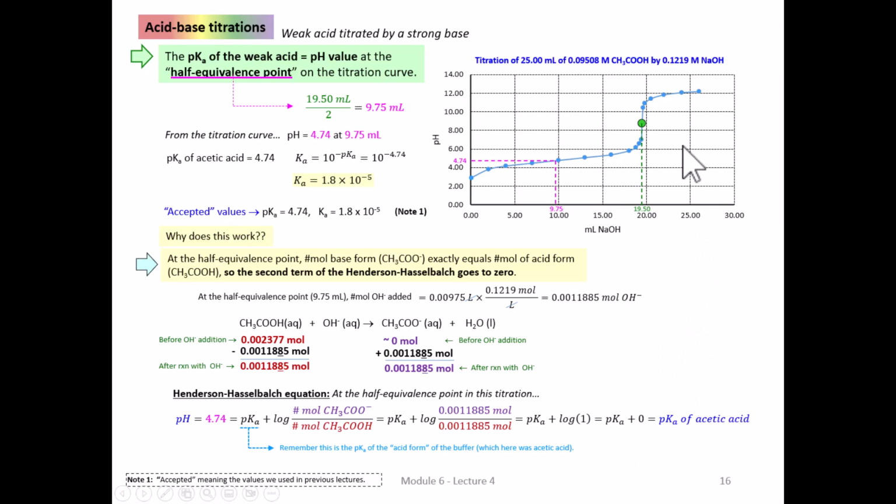So titration curves of weak acids being titrated by strong bases can be used not only to find the concentration of the weak acid in the flask, but we can also use the titration curve to measure the Ka of the weak acid.